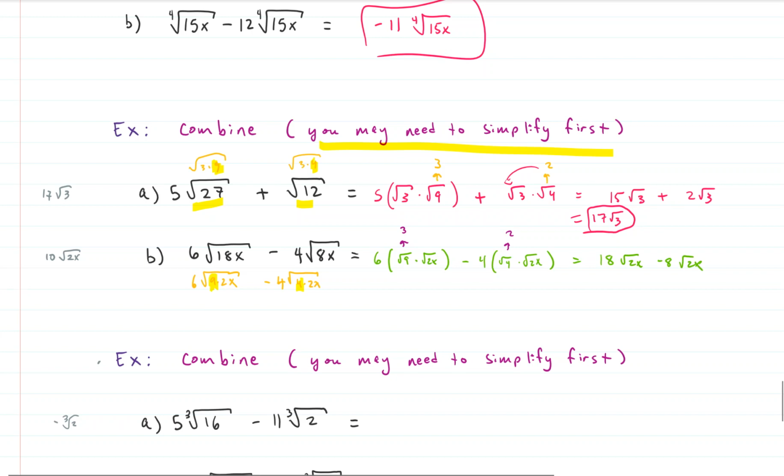And we now have the same radical, right? So we can now subtract them. We have 18 of these 2x's, and then we take 8 of the 2x's away, which gives us 10 root 2x.